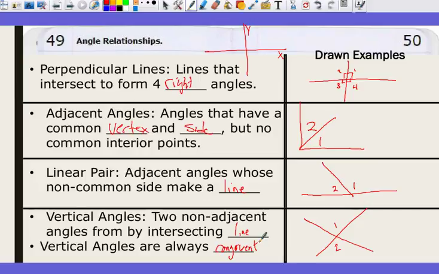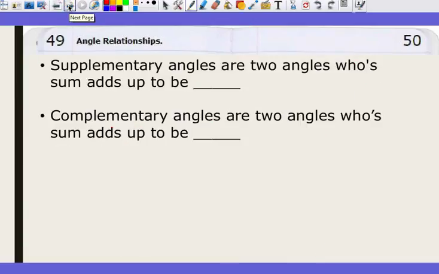Two more slides. All right, I'm going to give you two minutes to copy this down. Supplementary angles are angles whose measurements sum up to be, you guys should know this already, 180. Good job. Complementary angles are angles whose measurements sum up to be how many degrees? 90.